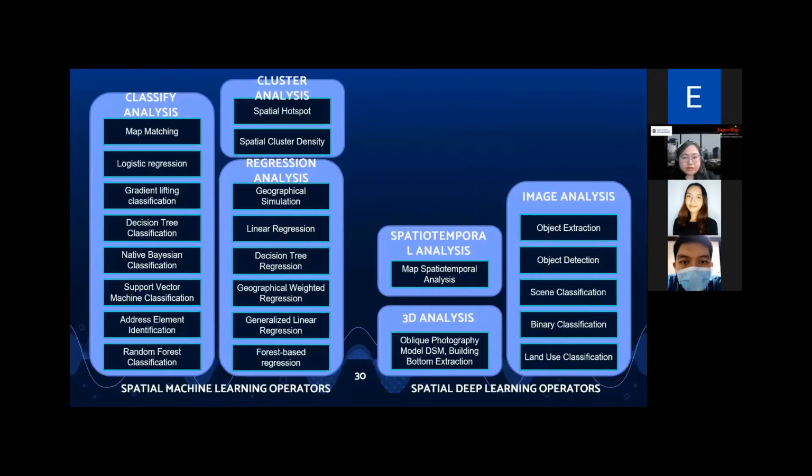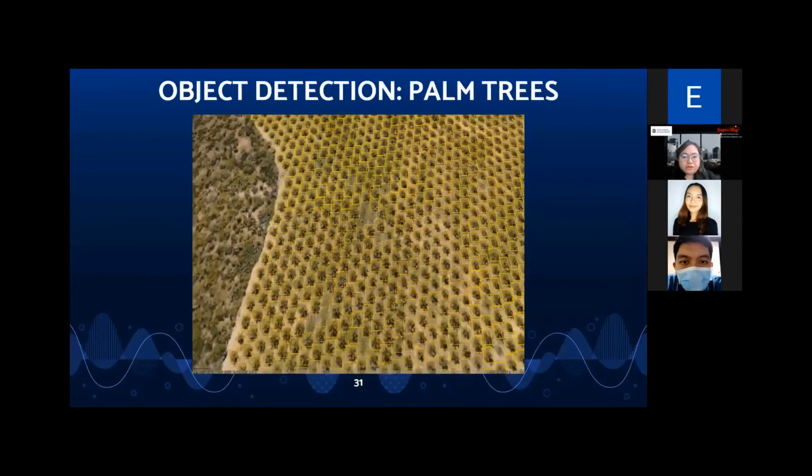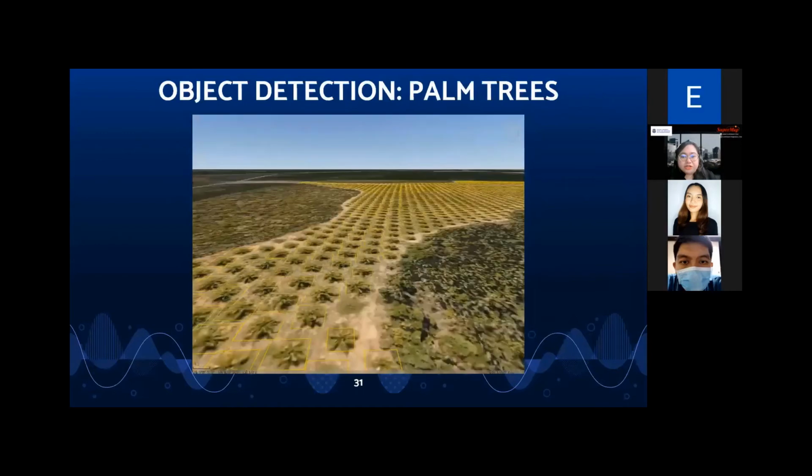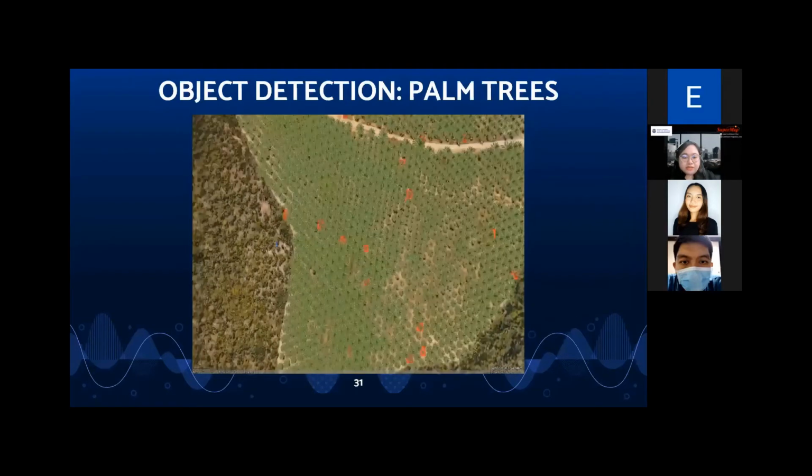This shows all the operators we can support with GeoAI, such as classifier, cluster analysis, spatiotemporal analysis, 3D analysis, and image analysis. Based on these operators, we can do object detection, such as the one shown on your screen, detecting palm trees and getting the number of trees.